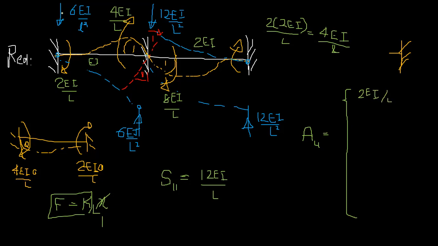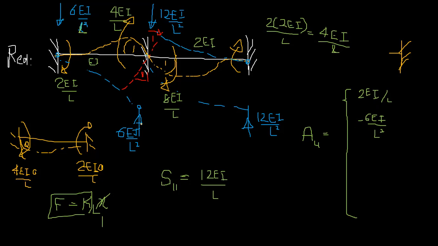So the reaction is 6EI over L squared. That's in negative direction because we took upward positive. So everything is according to our sign convention, right? Why is this negative? Because we choose upward positive. This force is originally in the downward direction, right?